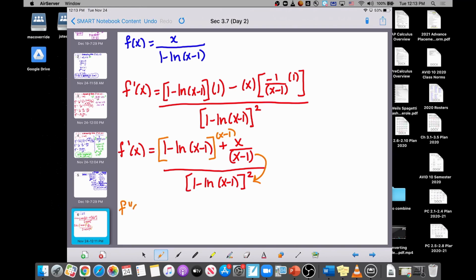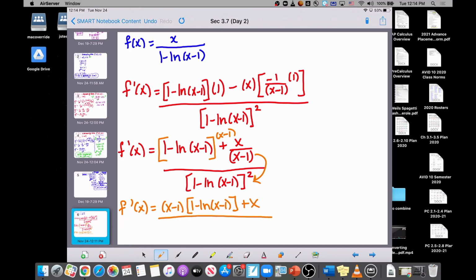So I'm going to have f prime, not prime. F prime of x is going to be equal to, I'm going to have this x minus 1 times 1 minus the natural log of x minus 1 plus x, that's my whole numerator.